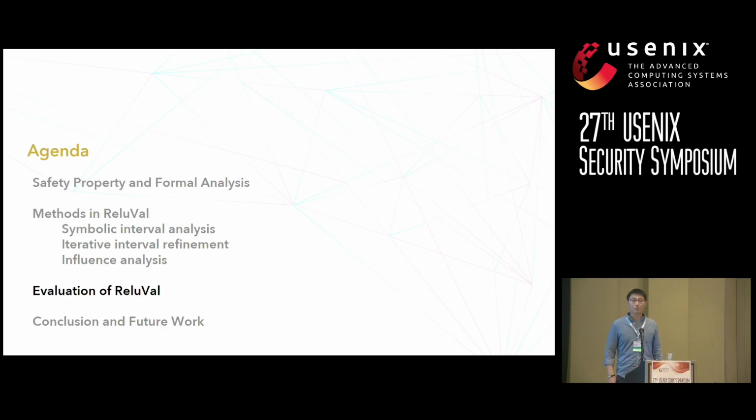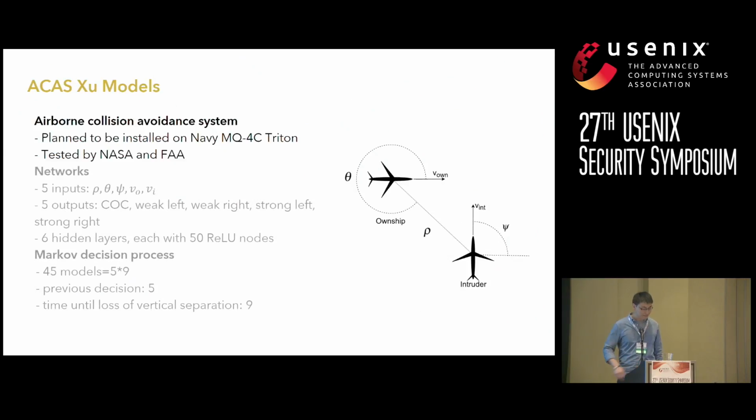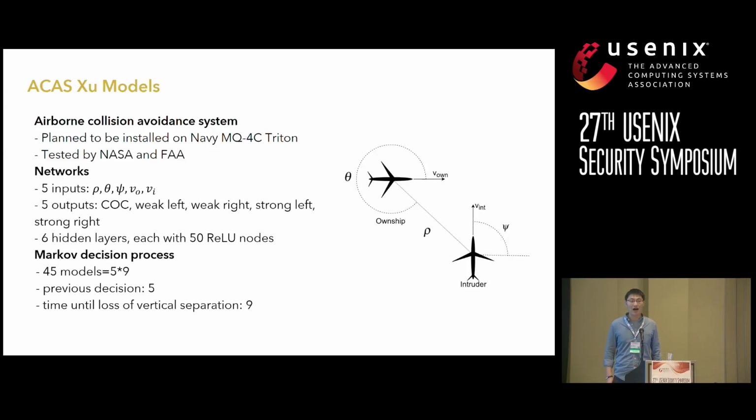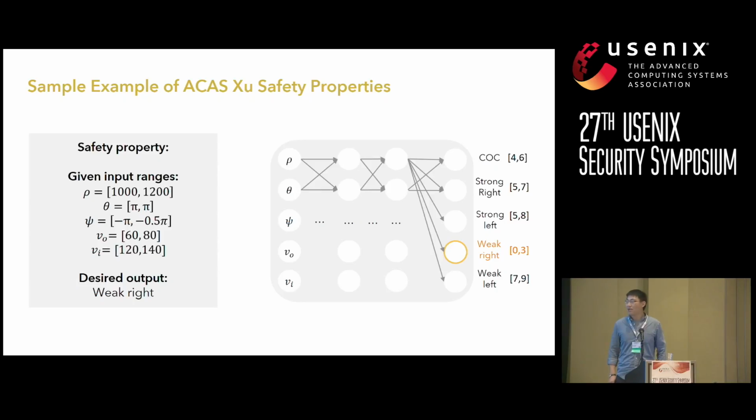Okay. Now we have presented all of our methods and optimizations, and we will show our results on different datasets. First, we evaluate ReluVal on the ACAS Xu model, which is an airborne collision avoidance system, and it has 5 inputs: distance, approaching angle, speeds, and it will output 5 steering angles, and it has 6 layers, with 50 nodes in each layer. And here we give a simple example to show what kind of safety property on ACAS Xu could be. Given the input range like this one, we want to verify whether the output of weak right is always the minimum.